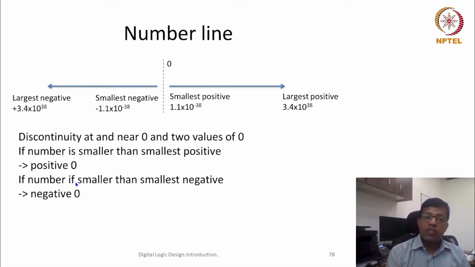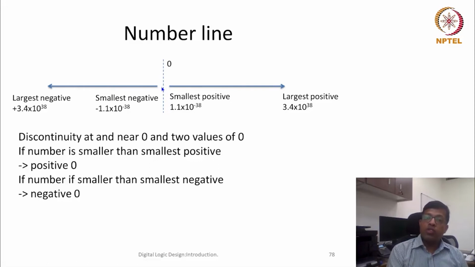Similarly, there could be a negative 0 also. The number is larger than minus 10 to the power minus 38 but lesser than 0, so that means there is a discontinuity. This number would be represented as negative 0. That means 0x80000000, that is 8 followed by 7 zeros in hexadecimal.